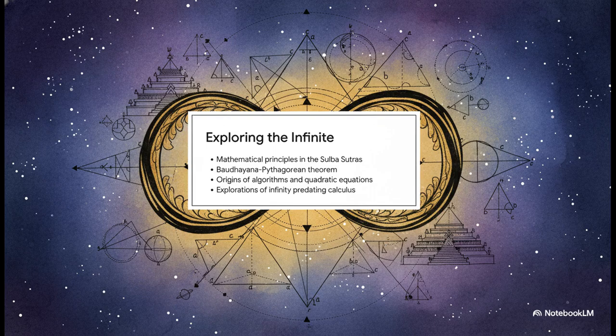Indian scholars even developed the Bodhayana Pythagorean theorem way before it was popularized anywhere else. We're talking about the absolute origins of algorithms, the pioneering use of negative numbers, early combinatorics. But maybe the most mind-blowing fact? Their mathematical explorations into infinite series actually predated the development of European calculus. They were mapping the mathematical cosmos long before the modern era even started.